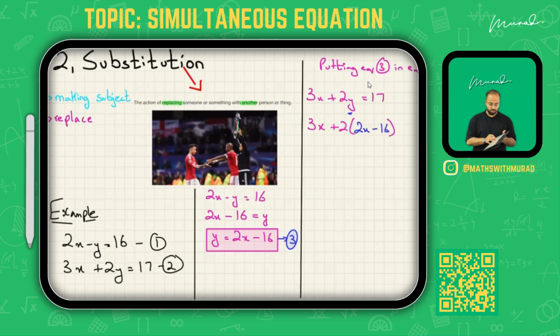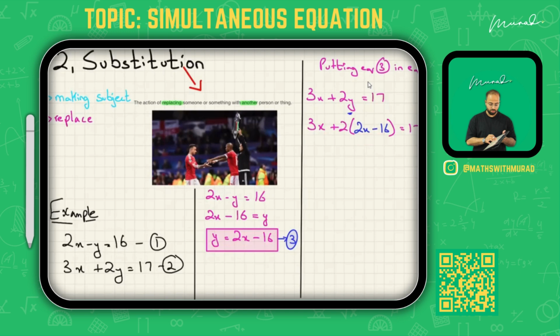All of you, is that clear? Is there any confusion? Yes, exactly, Faik. You are saying it correctly, making it alone in easy words. So here, what is happening is I have already made y the subject. So what I have done is I have replaced y with 2x minus 16. So I have written 2x minus 16.